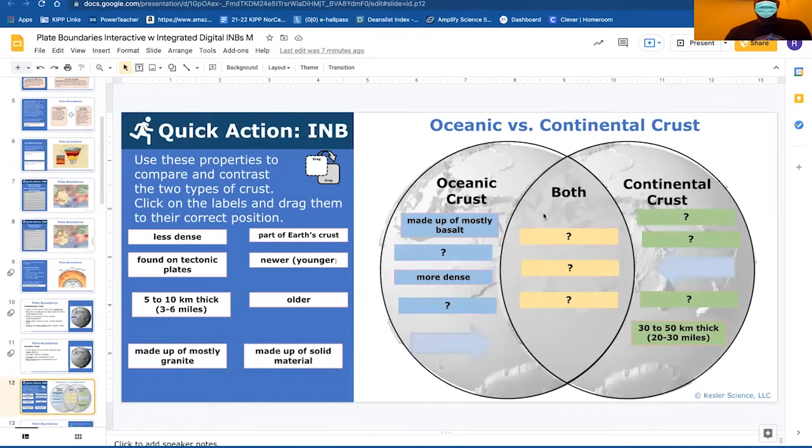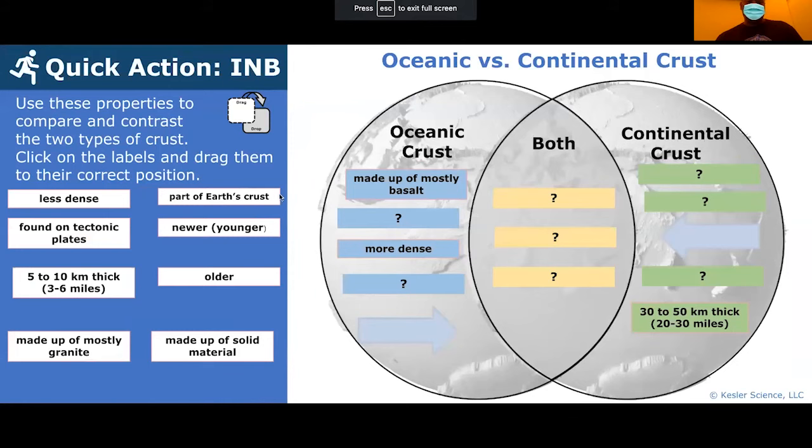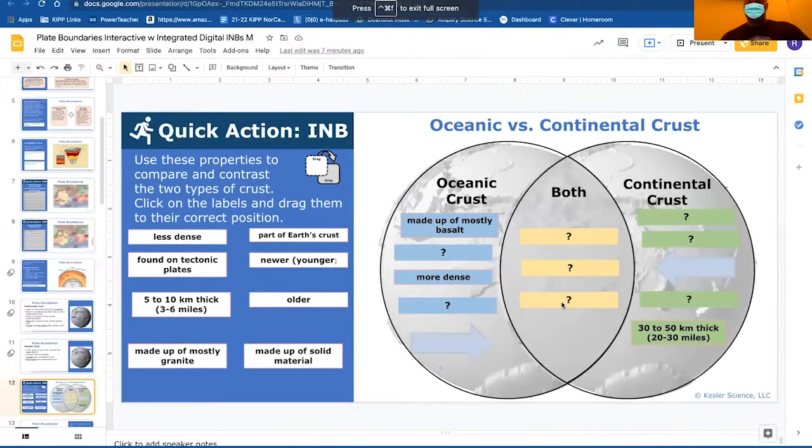All right. Now here is a compare and contrast, oceanic versus continental crust. So what you're going to do is take these 1, 2, 3, 4, 5, 6, 7, 8 bits of text, and put them in the correct spots where they go. There are some things that are specific to oceanic, specific to continental, and then something that is kind of common between them. So you're going to move those into the correct places there.